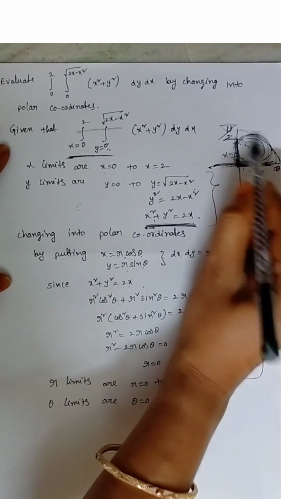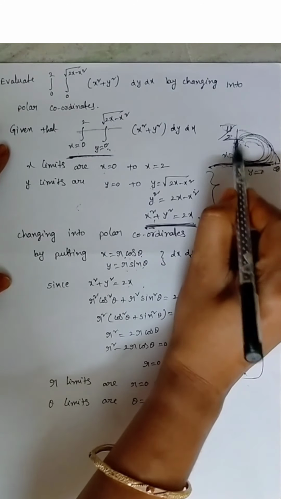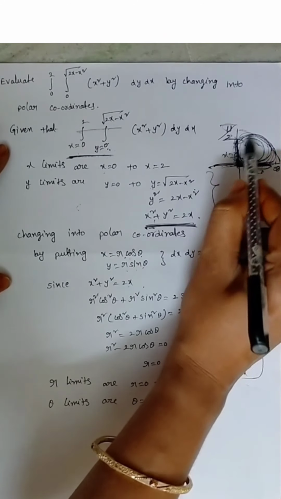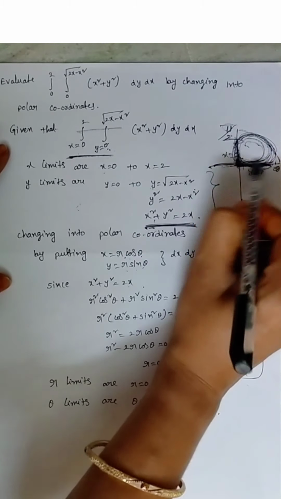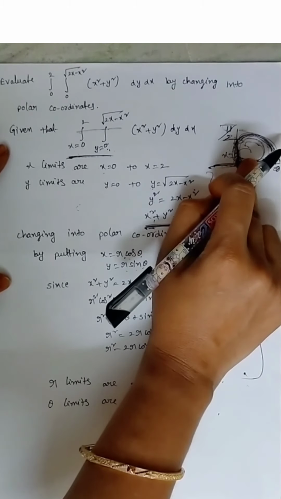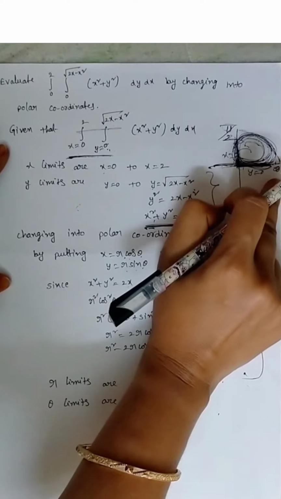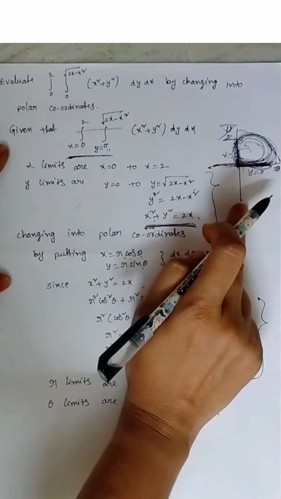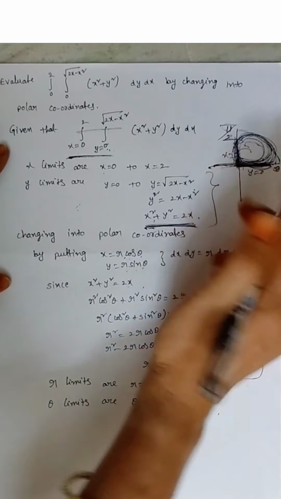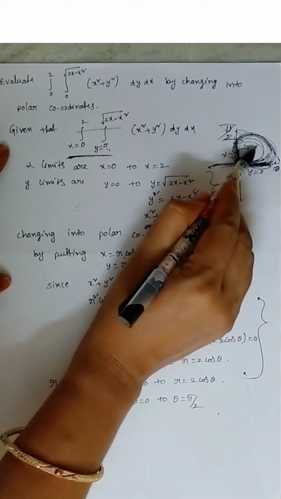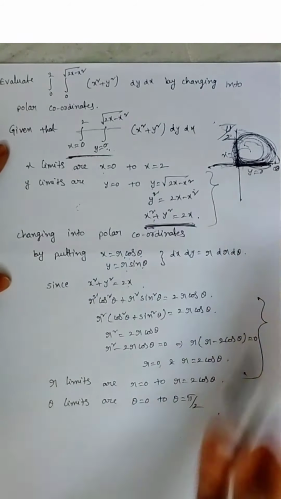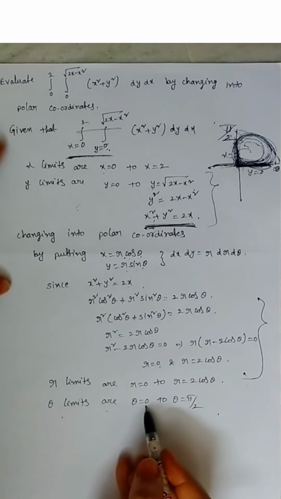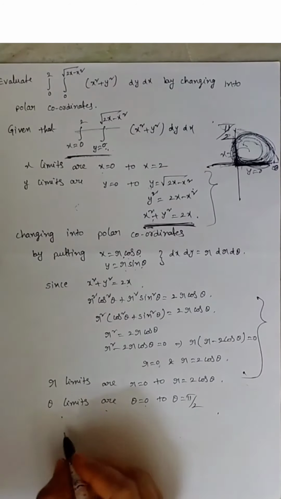Okay, so the region is in between only this part. This is the first quadrant. So this region is in which angle? Theta equals 0, theta equals pi by 2, theta equals pi, theta equals 3 pi by 2, theta equals 2 pi. So this angle is in between 0 to pi by 2 only. Therefore theta limits are theta equals 0 to theta equals pi by 2.